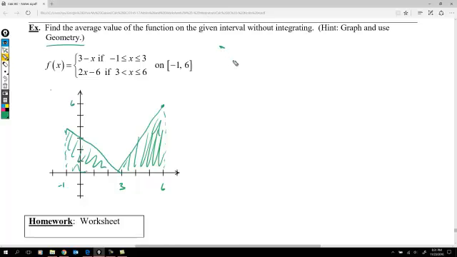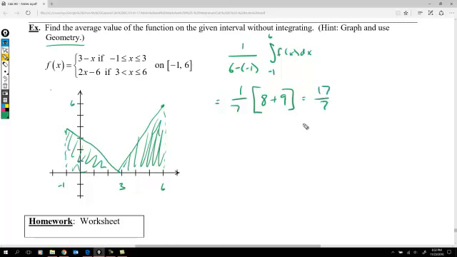So I have to consider 1 over 6 minus negative 1, integral from negative 1 to 6 of f of x dx. Now this would be a huge pain to do because I would have to split this into 2 different integrals. So instead, I can just figure out what each triangle is in terms of area. The area of my first triangle is going to be 8. The area of my second triangle is going to be 9. I got 17 over 7, way easier than doing this analytically.